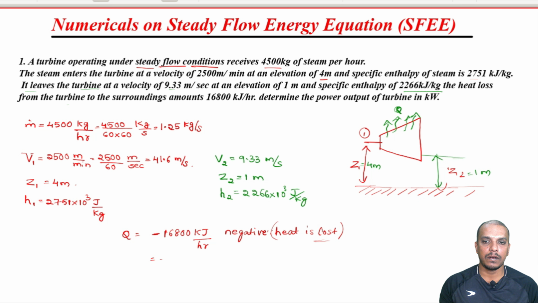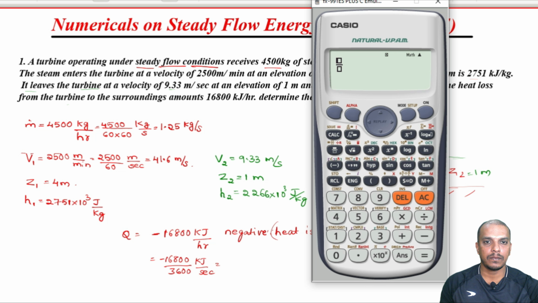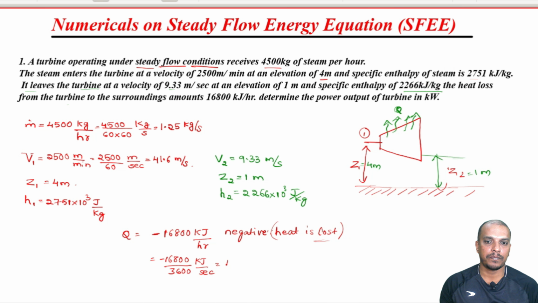The unit again has to be kilowatt, so I will divide this by 3600, that is 60 minutes into 60 seconds. So kilojoules per second will be 16,800 divided by 3,600, which is 4.6 kilowatt, or 4.6 into 10 power 3 watts, where watt means joule per second.